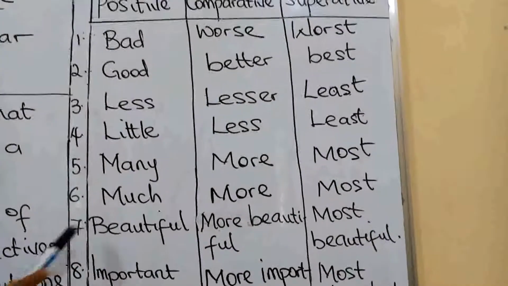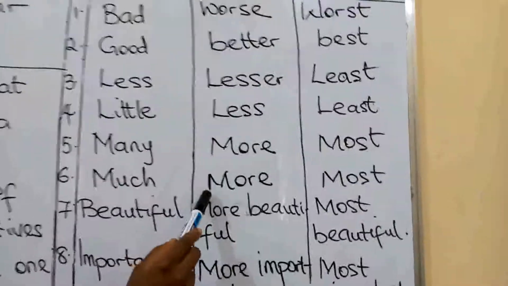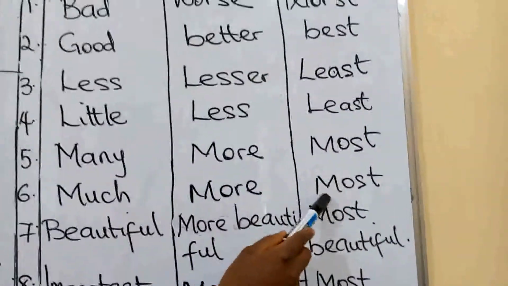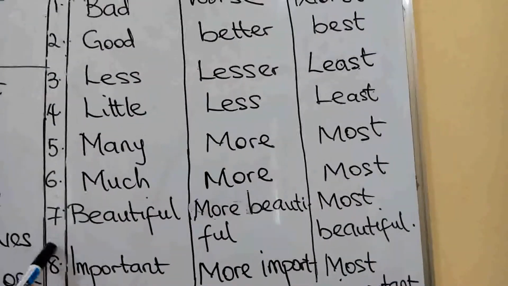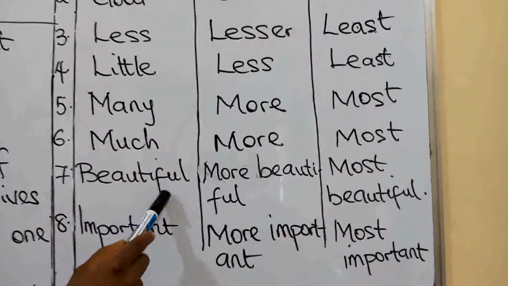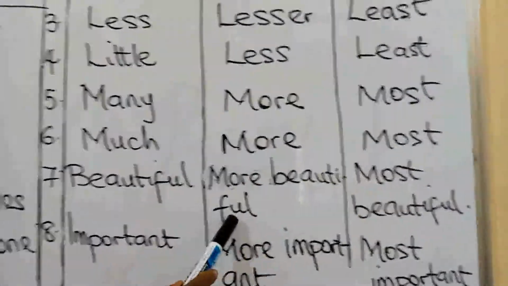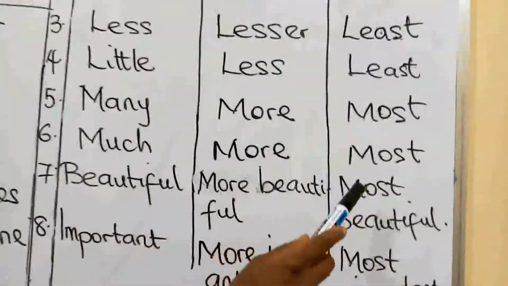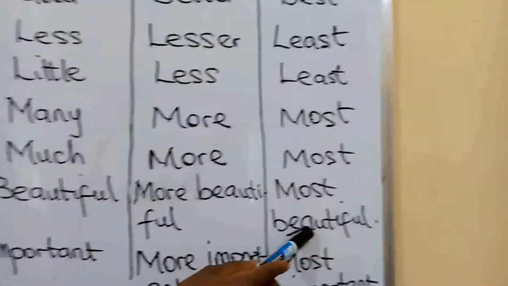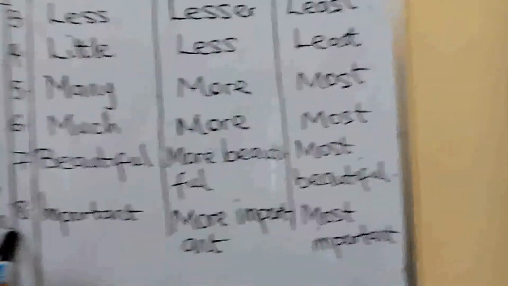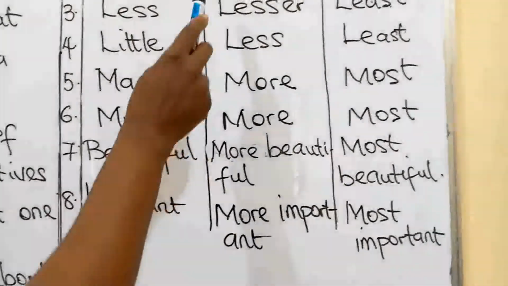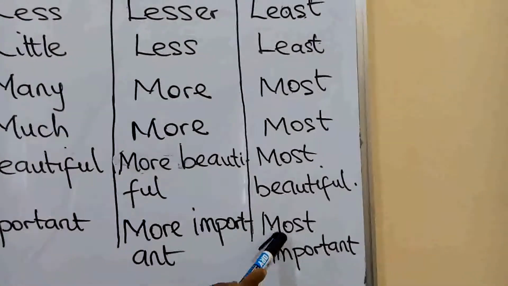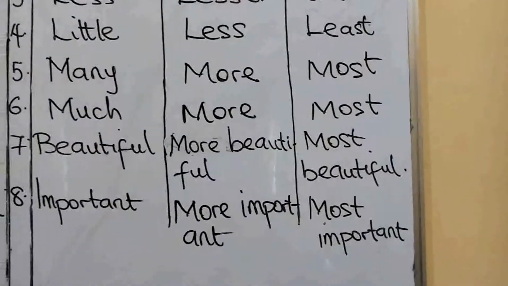Number 6, much. 2 is more. 3 or more than 3 is most. Number 7, beautiful. 2 is more beautiful, and more than 3 is most beautiful. Number 8, important. 2 is more important in the comparative and the superlative is most important.